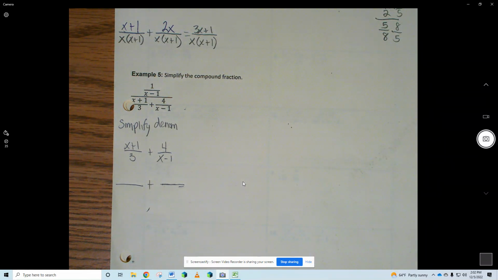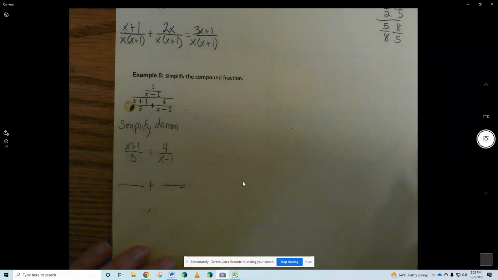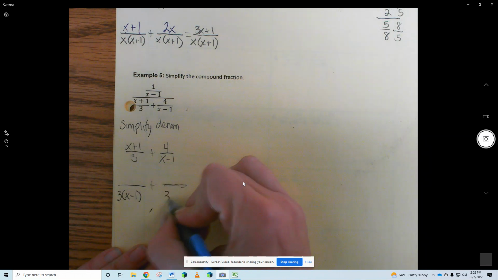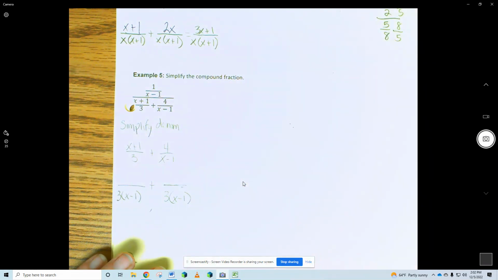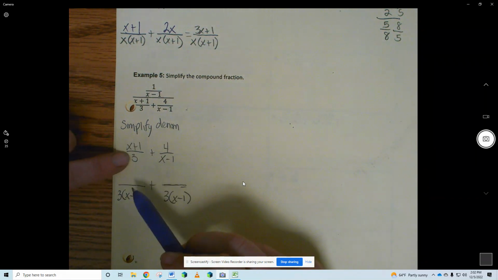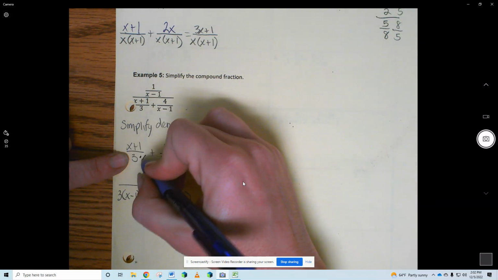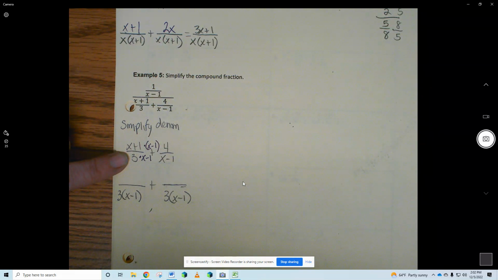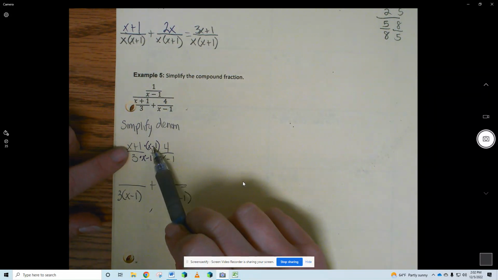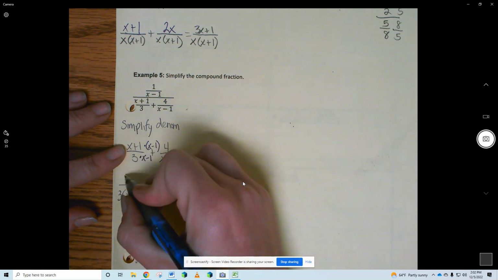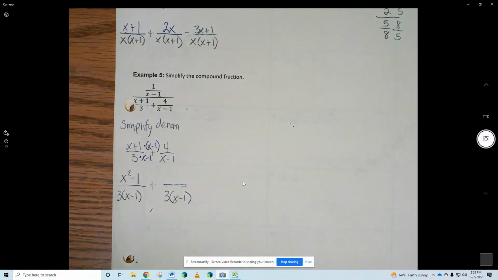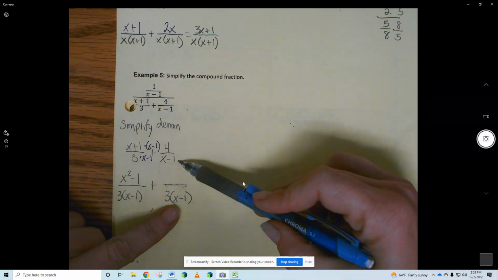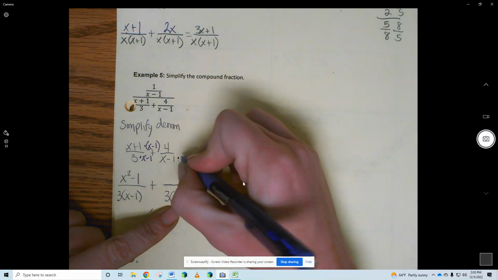What's the common denominator of 3 and x minus 1? 3 times x minus 1, yes. Good. Now, this started out as a 3, and now it's 3 times x minus 1. Multiply this bottom and top by x minus 1. I would get, what do we know about x plus 1 times x minus 1? Difference of two squares, x squared minus 1. Okay. Now I have an x minus 1, and I need to make it a 3 times x minus 1. Multiply bottom and top by 3.